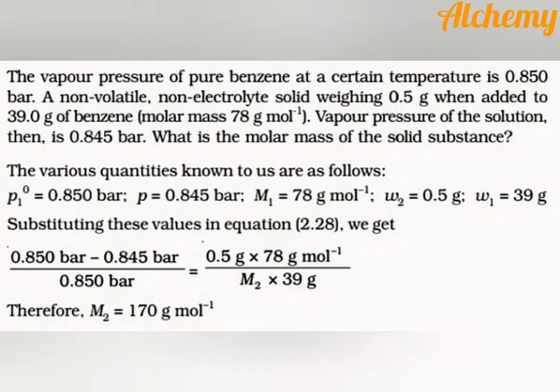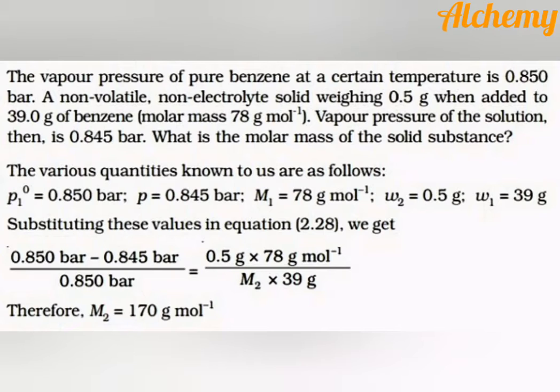Let's deal with an example. The vapor pressure of pure benzene at a certain temperature is 0.850 bar. A non-volatile, non-electrolyte solid weighing 0.5 gram when added to 39 gram of benzene, whose molar mass is 78 gram mole inverse, gives a solution with vapor pressure of 0.845 bar. What is the molar mass of the solid substance?